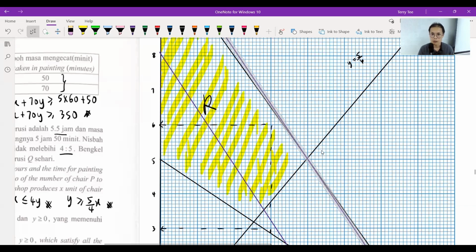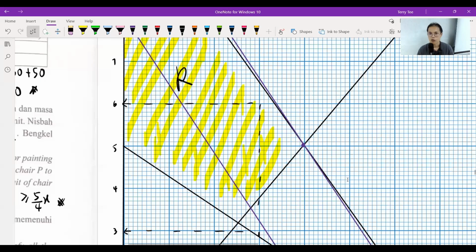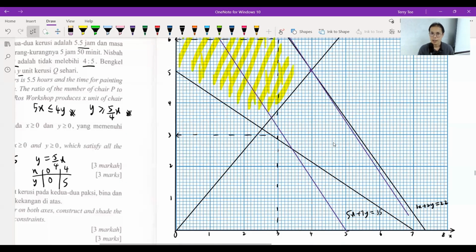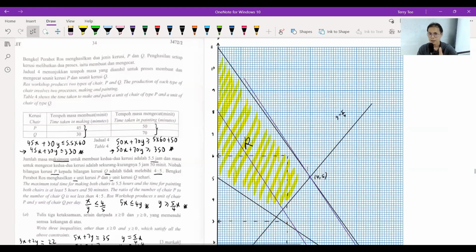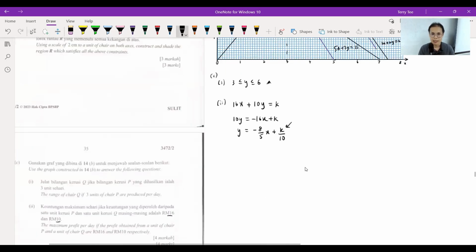And this coordinate over here is actually 4, 5. You can see around 4, 5. Let me just zoom out a bit. It happens at 4, 5. It's very, very close because the gradient is almost the same as the gradient of the other line. So we say K is maximum at 4, 5.